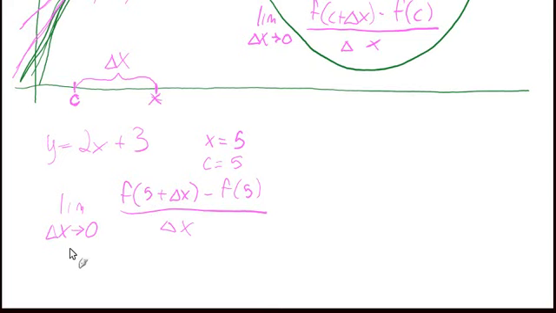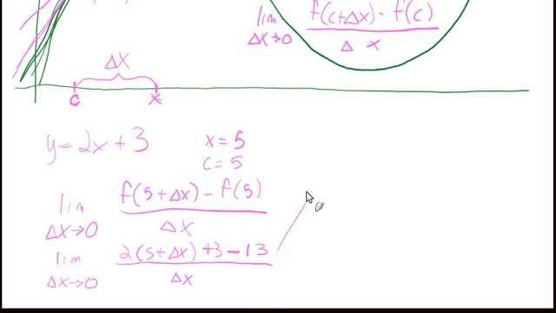So let's figure this out a bit. Limit as delta x approaches 0 of, well, what's f of 5 plus delta x? Well, that means take 5 plus delta x and put it into this function, so that's 2 times 5 plus delta x plus 3. That's that first part. That's f of 5 plus delta x minus f of 5. What's f of 5? We'll put 5 in here. 5 times 2 is 10 plus 3, 13, over delta x.